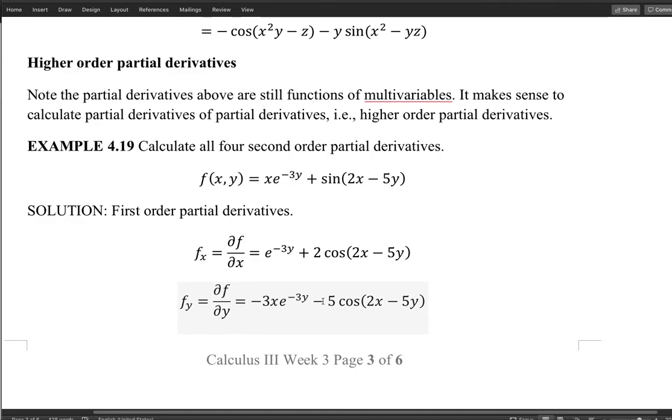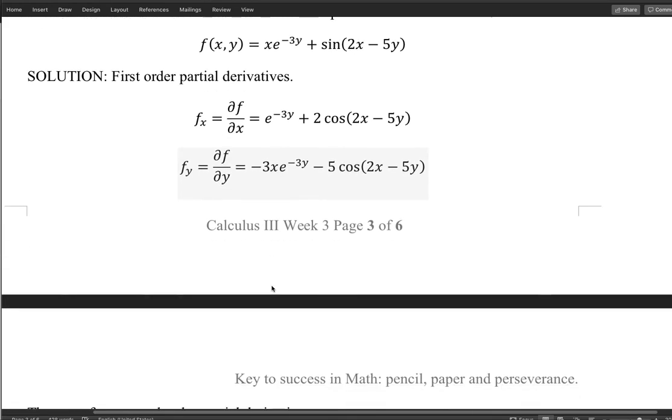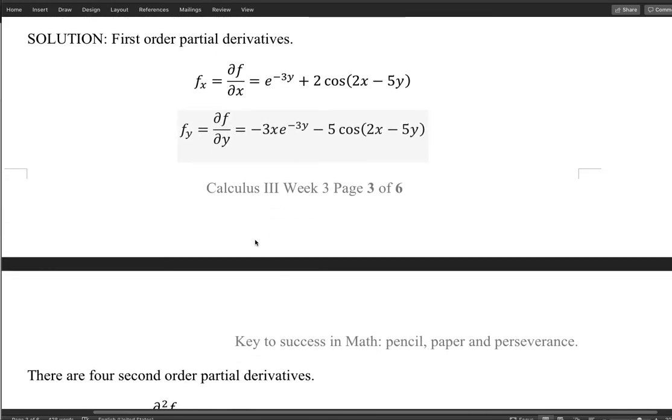So far, this is really another good example for partial derivatives. Each partial derivative is a function of two variables, right? So we can calculate the partial derivatives for each, and each has two partial derivatives. Together, these two first-order partial derivatives give four second-order partial derivatives.